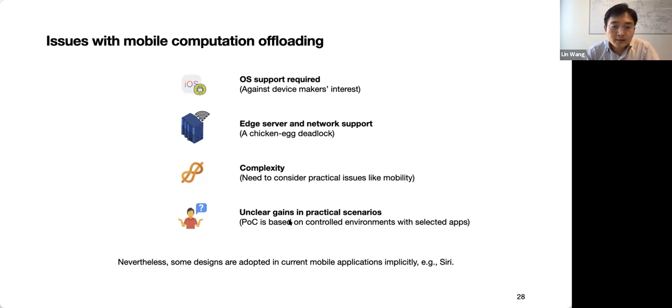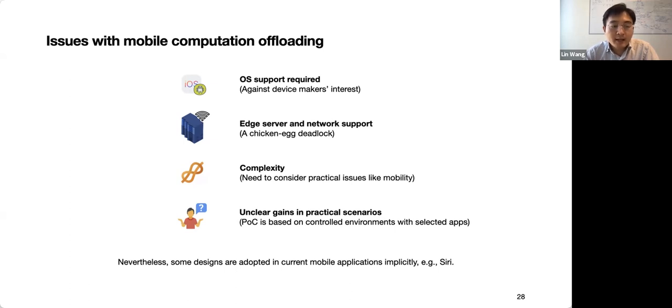And finally, the gain from this kind of solution is very unclear in practical scenarios. If you check the papers, most of them are based on handcrafted applications or very carefully selected applications that could potentially gain from this kind of offloading. But in real world scenarios, if you talk about the applications we have on the App Store, actually the gain is very unclear, especially when we are facing very challenging networking environments. So those are the major reasons behind why those offloading techniques didn't really fly in the past.